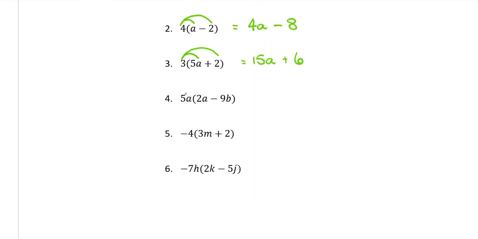Question 4, 5a times 2a, 5 times 2 is 10, a times a is a squared. Minus in the bracket, 5 times 9 is 45, then we have an a and a b from those terms.